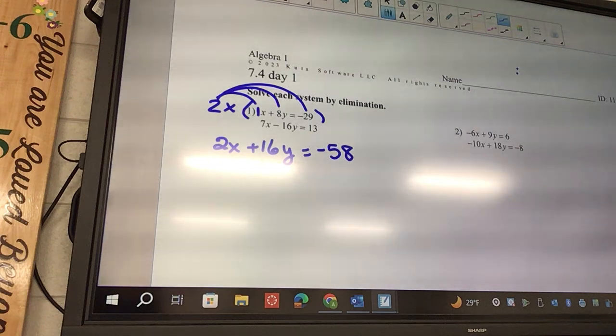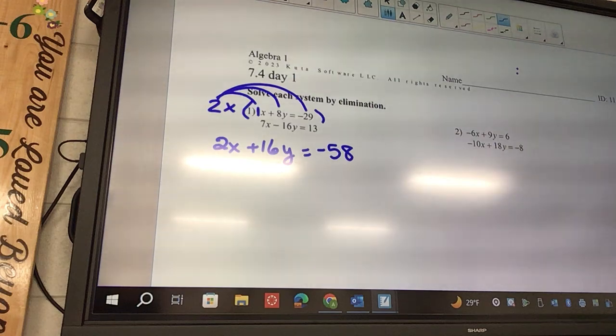Okay, the second equation, have we changed anything? No, so we're going to write the second one down.